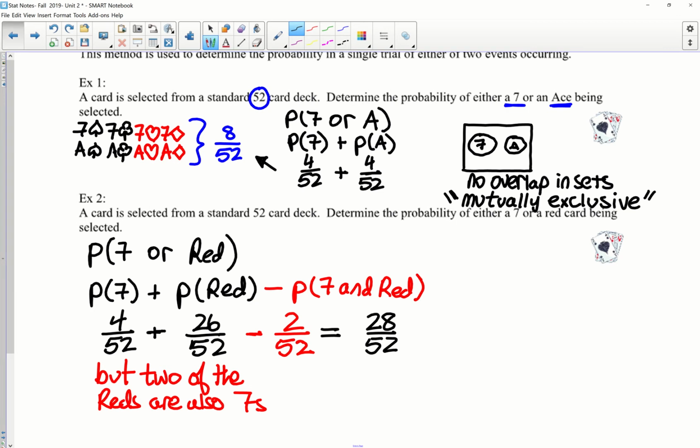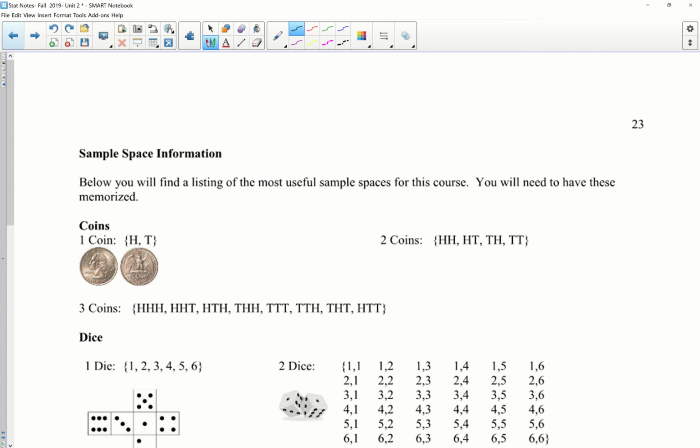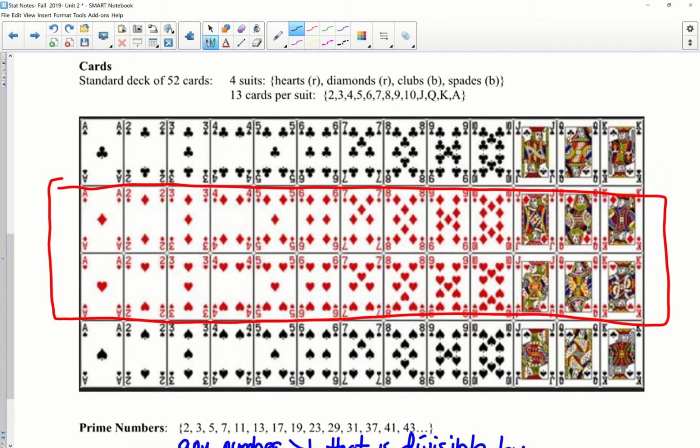If you go back to the sample space here, what we're doing is counting up all of the 7 cards, which are 4 of them. And then if I count up all my red cards, there's a total of 26 of them. That's going to give me a total of 30 if I add those two numbers, 26 and 4. But if I were to count up the cards that are either red or 7, and just physically count them up, 1, 2, 3, 4, 5, 6, 7.